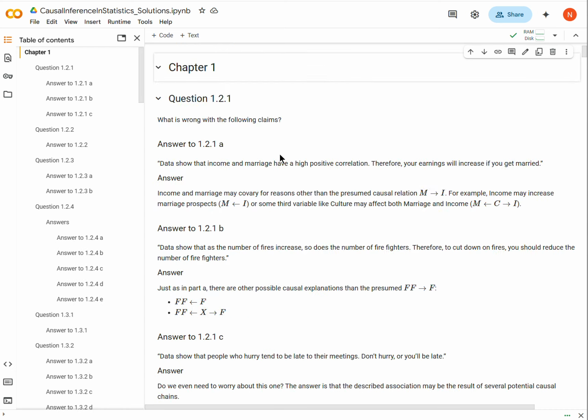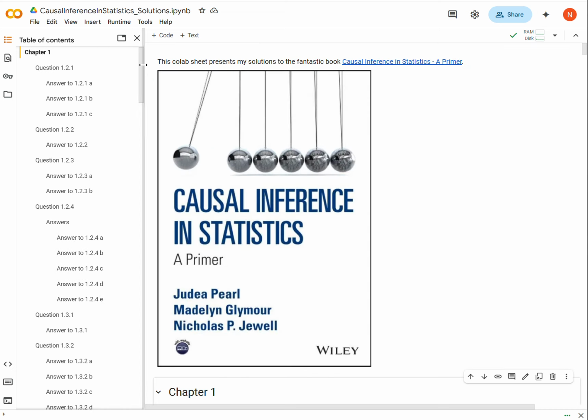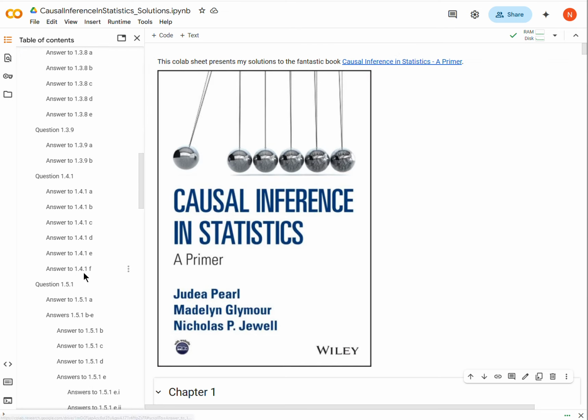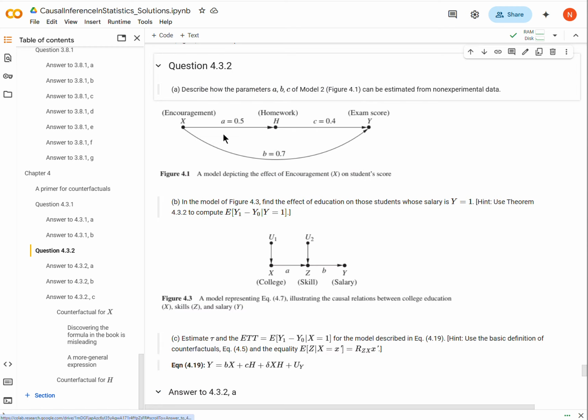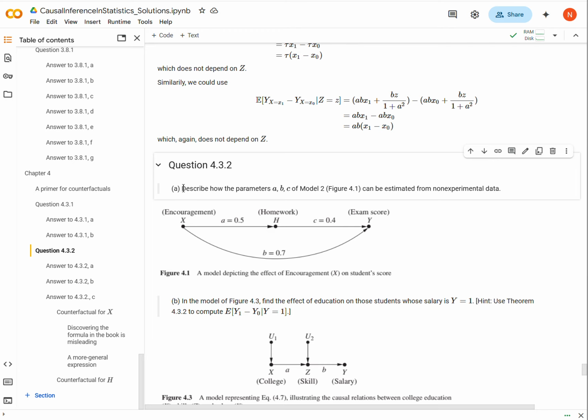This is Causal Inference and Statistics, and we are on the last chapter, chapter 4, question 4.3.2. I think this might be a long video because part C is a little confusing and difficult, and it took me a while to figure out how to do it. But we'll start here with part A.